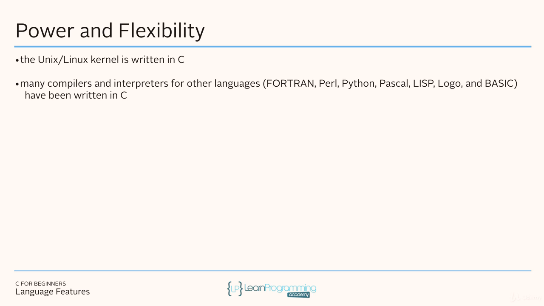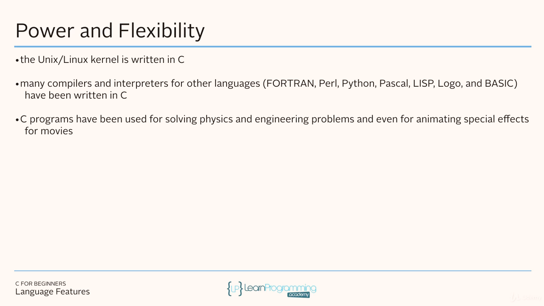So many compilers and interpreters for other languages are built on C or have been written in C. So if that doesn't tell you the powerful nature of the language, I don't know what will. Fortran, Perl, Python, any compilers that are written in those types of languages are written in C. So C programs have been used for solving physics and engineering problems and even for animating special effects for movies. Widely used for many different things.